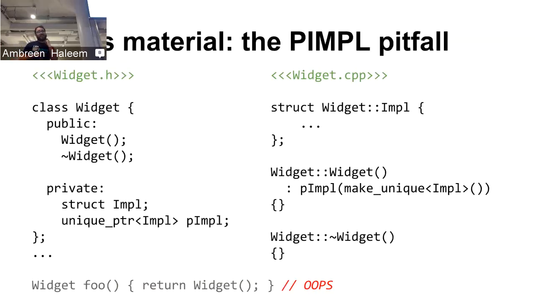Right, so return widget is going to try to use the move constructor if it can. But the move constructor is not declared because we've given ourselves a user-defined destructor. We gave ourselves a destructor that turned off the move operations. So we don't have move operations anymore. What do we have? Well, we have copy operations. Unfortunately, the copy operations have been defined as deleted because you can't copy a unique pointer. Right? Unique pointer is move only. Because it's unique.